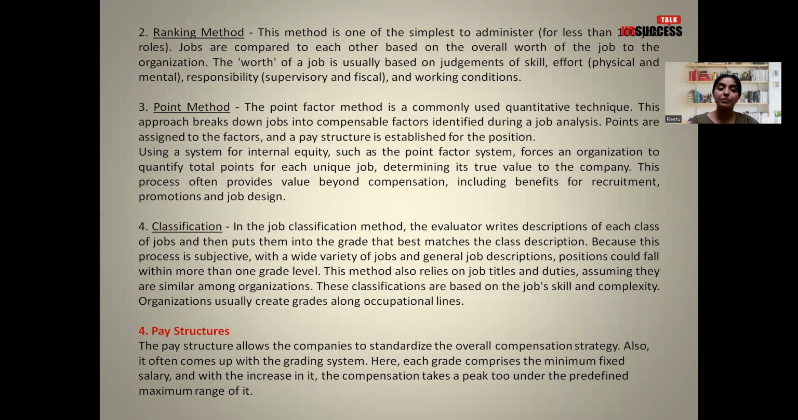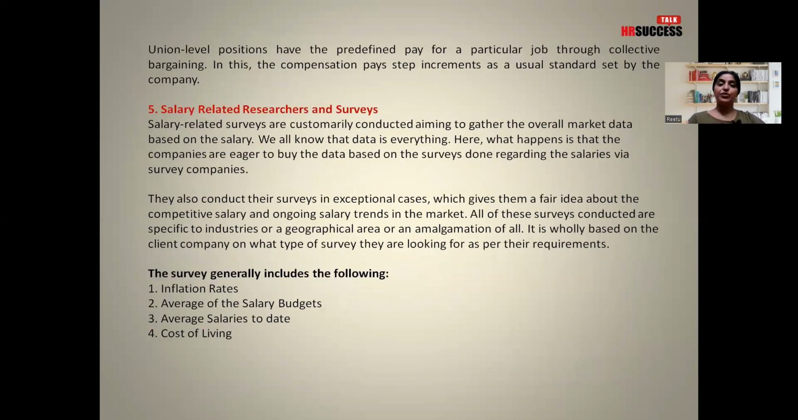Also, it often comes up with the grading system. Here, each grade comprises the minimum fixed salary, and with the increase in it, the compensation takes a peak under the predefined maximum range of it. So this is where we create the salary ranges, the minimum and the maximum. Union level positions have the predefined pay for a particular job through collective bargaining. In this, the compensation pays step increments as per standards set by the company.